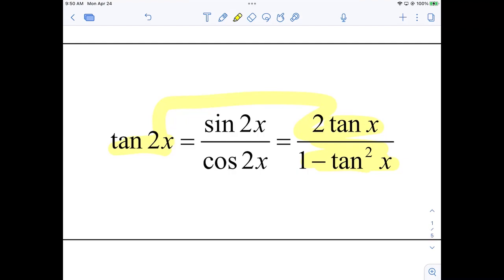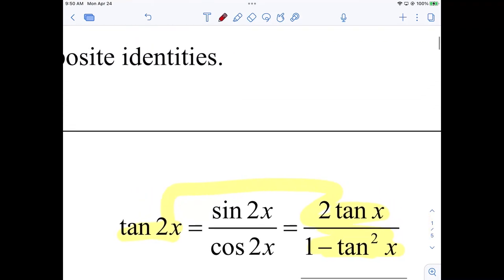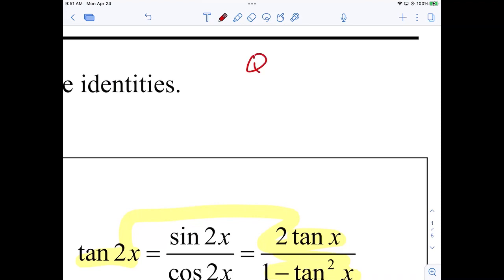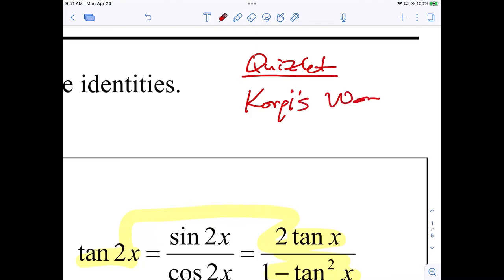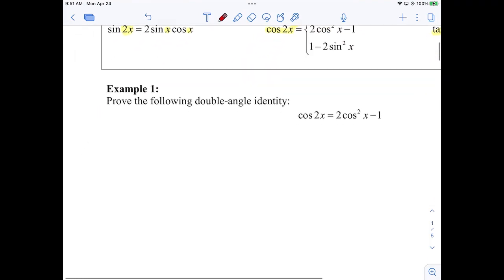Okay? So where can you go to help yourself memorize these things if you like flashcards? Quizlet, right? If you go to Quizlet and you search Corpy's world, two words, you'll see there's not only unit circle stuff there if you want to brush up on that, but there's fundamental identities, and then there's a couple that say all identities. All right, let's try it out.